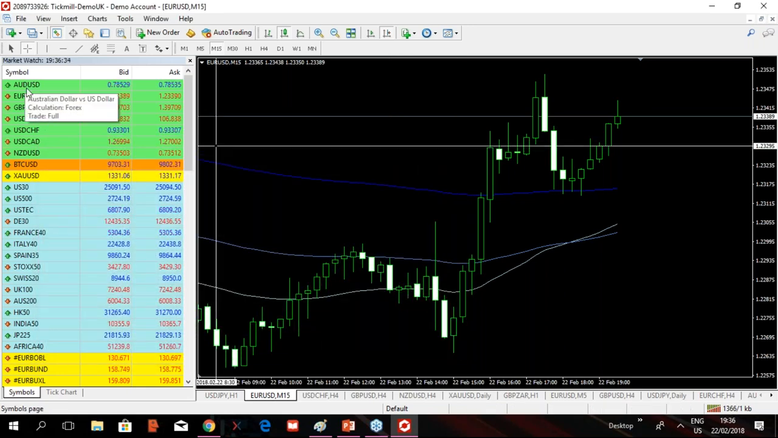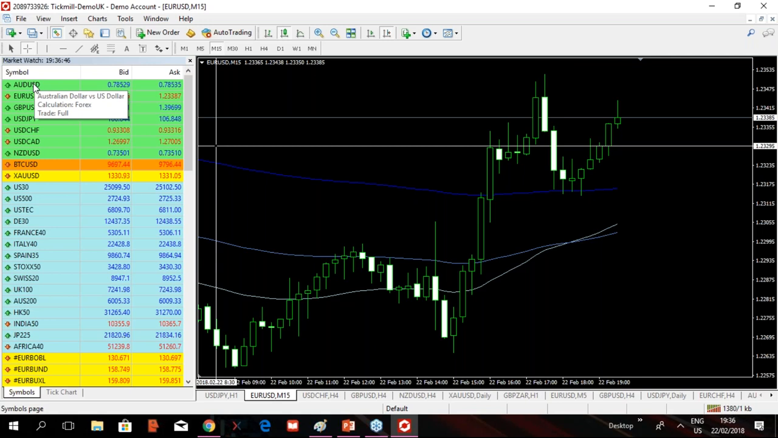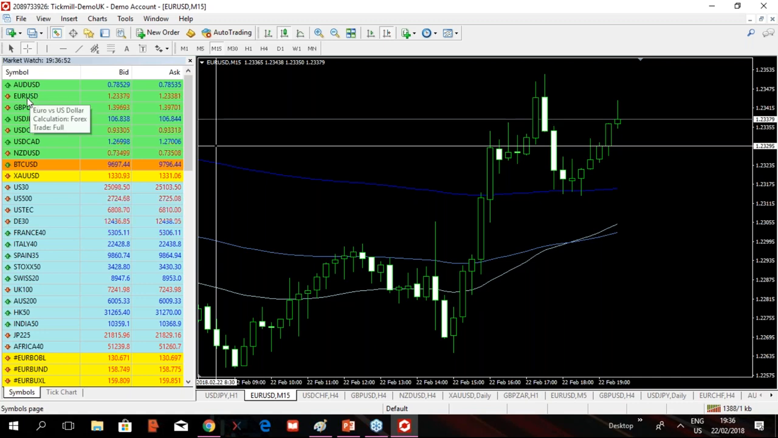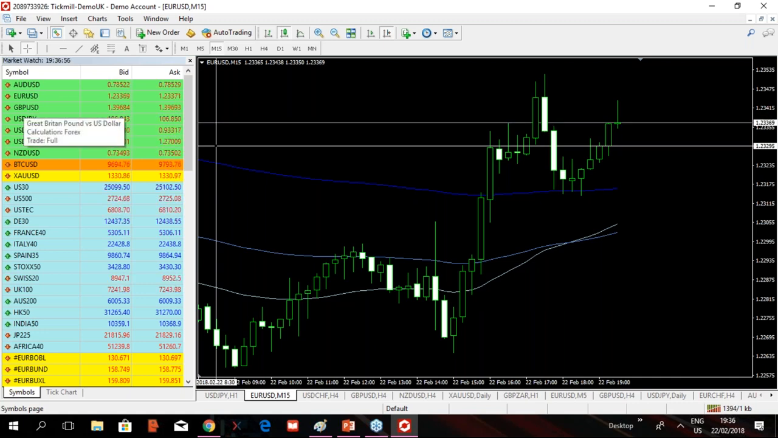What does AUD mean? What does EUR mean? AUD stands for your Australian dollar. Once you toggle along and put your cursor onto it, it gives you that detail as well. That little window appears, right? And it gives you an idea that AUD is your Australian dollar, USD is your US dollar, as easy as that. EUR stands for your euro. GBP is your Great British Pound or pound sterling.